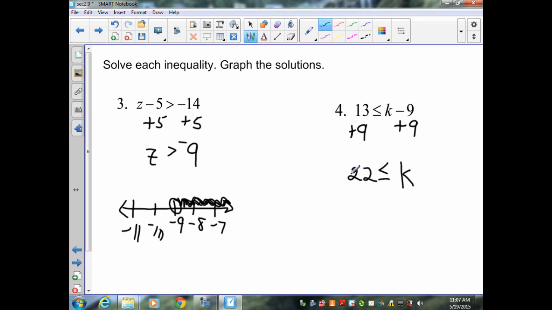And I want to graph the solution. My starting point with an inequality symbol of greater than or equal to is going to be a closed point, which means I shade that point. k is greater than or equal to 22, so I shade to the right.